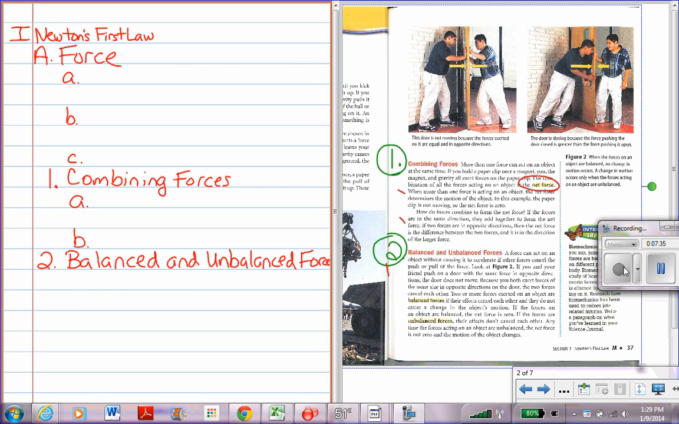All right. So how many definitions do we have in this section? Now we know about balanced and unbalanced forces, but here's a definition and here's a definition. I bet we can find 3 facts here. So we're going to put an A, a B, and a C, okay?